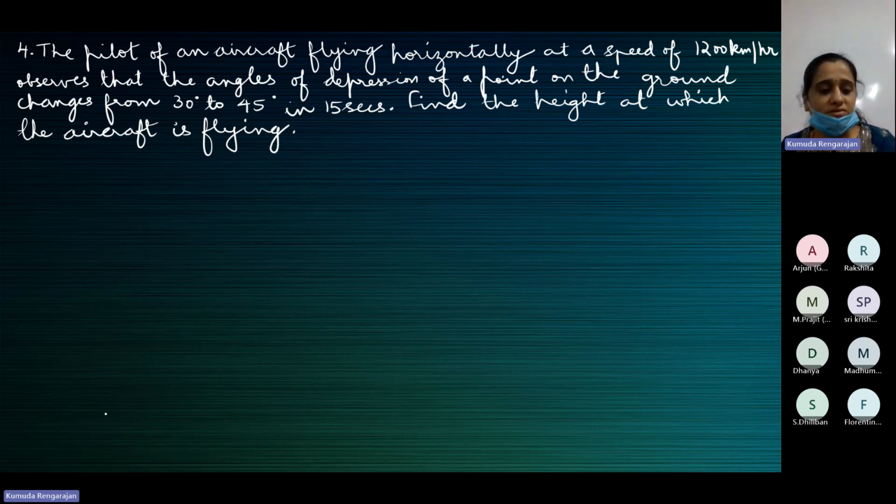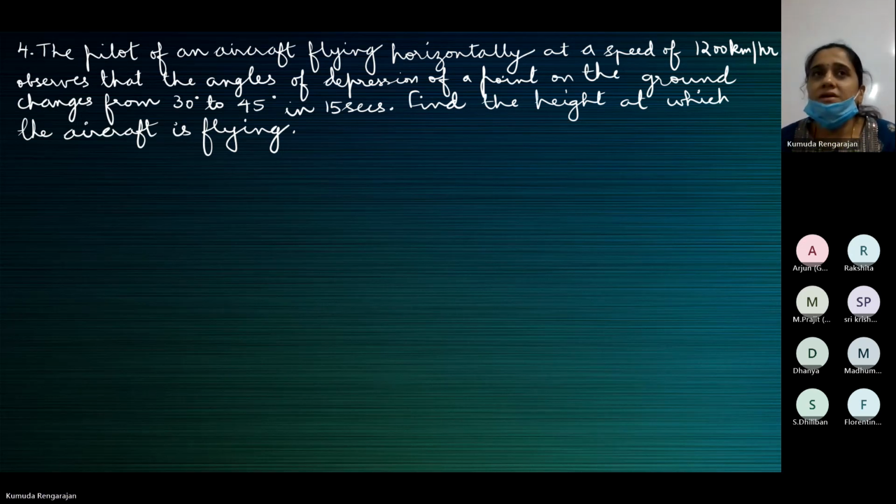Okay, now how do we make the figure for this? The observer, does he take two different positions, or are there two different points on the ground? The observer takes two different positions because the observer is moving. So he sees the point on the ground, the depression is 30 degrees. Then he's moving, right? So he looks at the same point. After some time, his position has changed, but he looks at the same thing on the ground. The depression is 45 degrees.